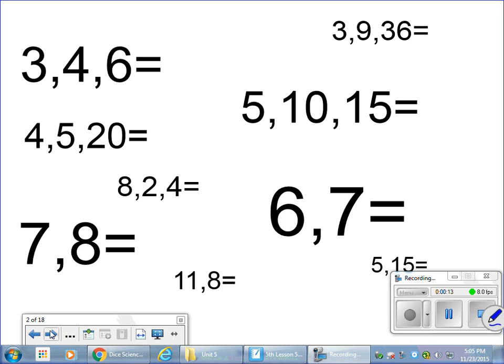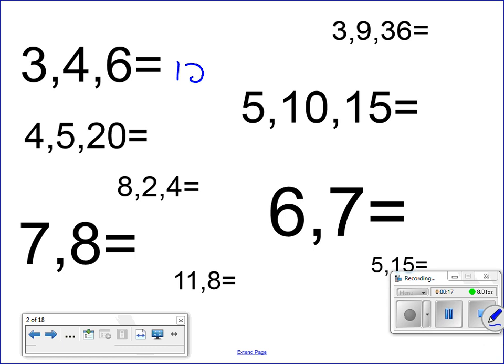So if 3, 4, and 6 were my denominators, what would be a great common denominator? 12 would be a great common denominator that they all can go into. 4, 5, and 20: 20 would be an excellent denominator. 3, 9, and 36: 36 would be an excellent common denominator. 5, 10, and 15: 15 cannot be my common denominator because 10 can't go into 15. But I know 10 and 5 could go into 30.